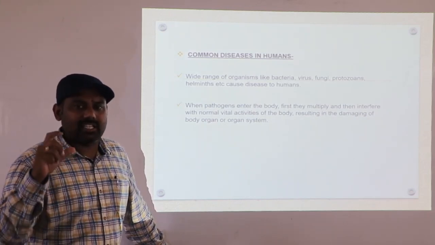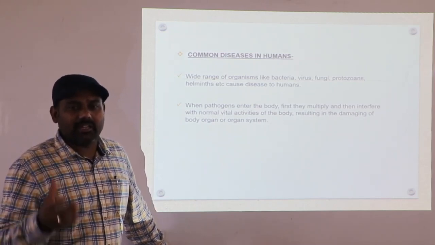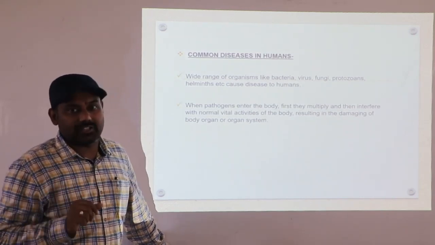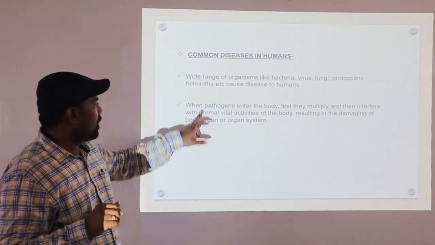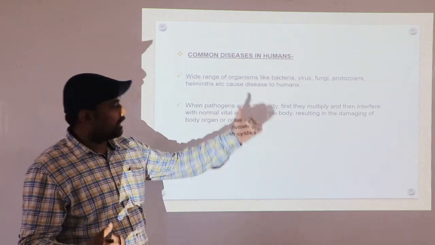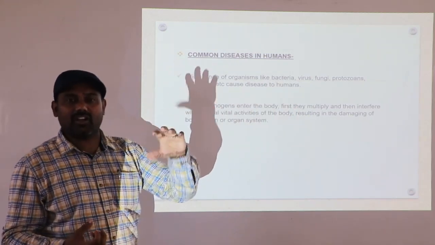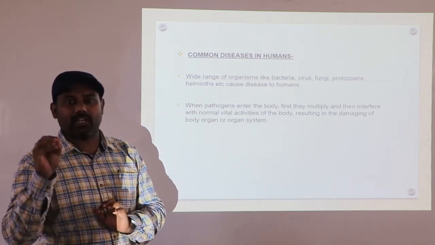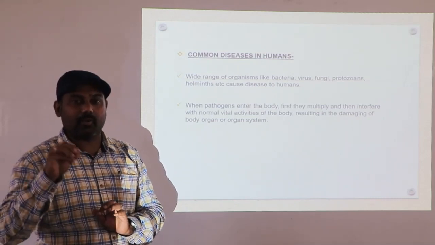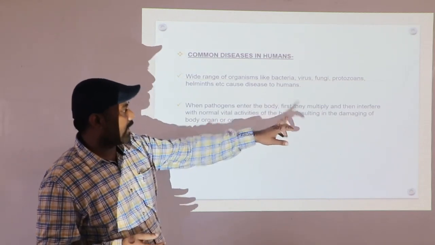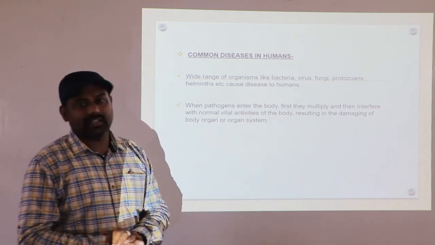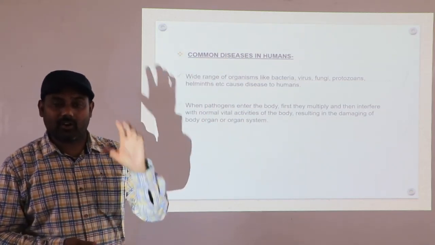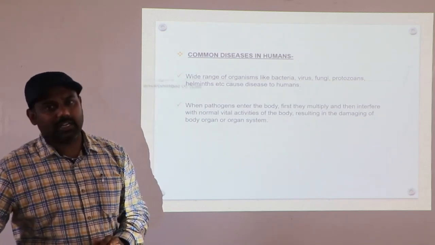Once it attains maximum number in the body, then only it is going to spread from one organ to another organ, or one place to another place, through the blood circulation. Then it is going to cause disease. I hope you understand. When pathogens enter the body, first they take shelter, then start multiplying, then interfere with the organ, organ system or tissue, simply called the vital activities of the body. Vital refers to very important organs or very important functioning of the body. So it interferes with the normal vital activities of the body, resulting in damage to that particular organ or organ system. Then you start showing specific symptoms. Then you will have the disease.